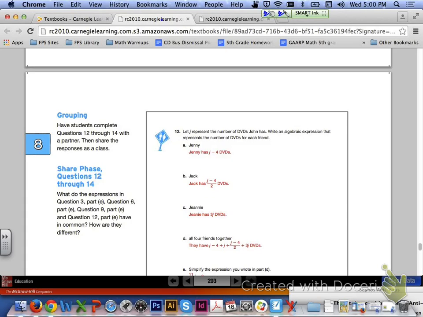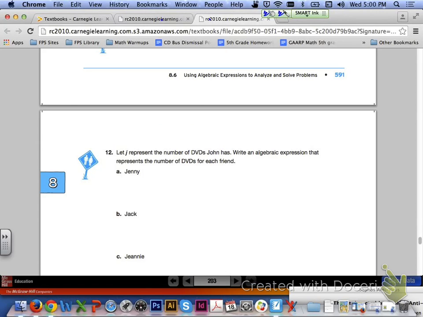The next page here, number 12, we're letting J represent the number of DVDs John has. So Jenny, remember, had 4 less, or John had 4 more than Jenny, so it'd be J minus 4 for Jenny. For Jack, remember, Jenny had twice as many as Jack, so it'd be J minus 4 divided by 2. And then Janine had 3 times as many as John, so she's going to be 3J.